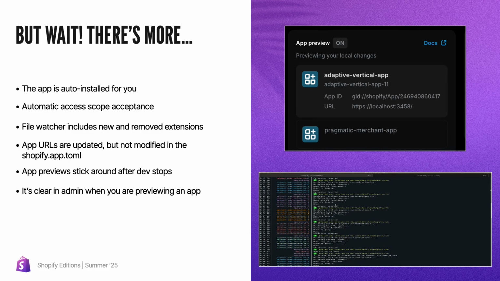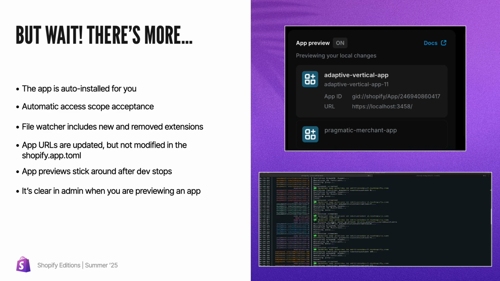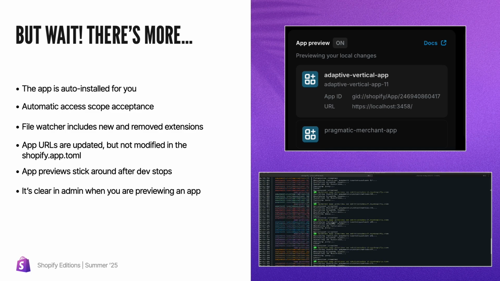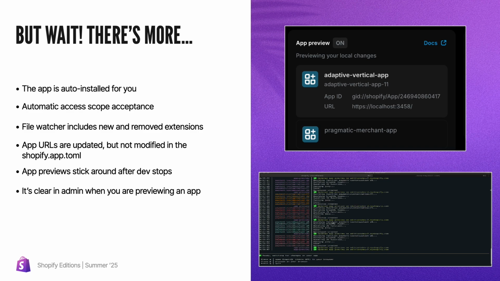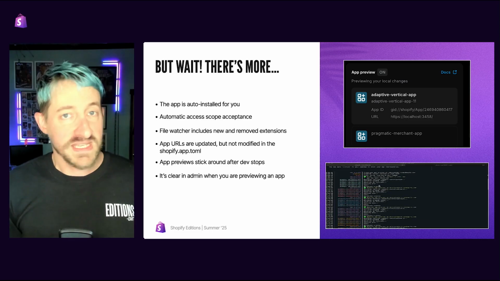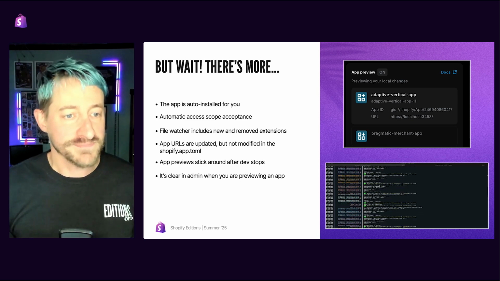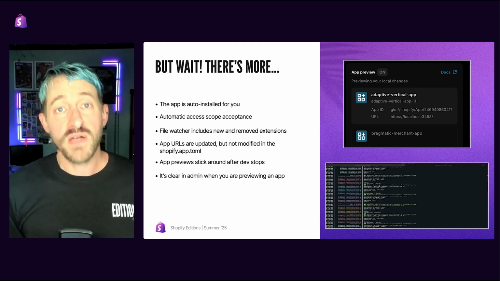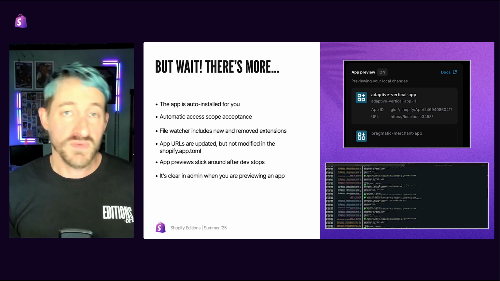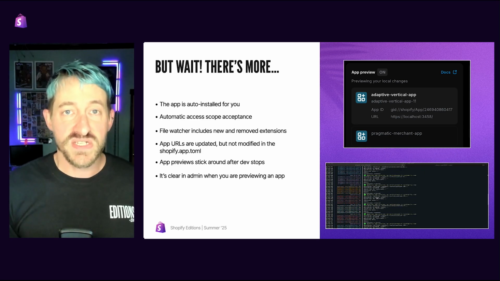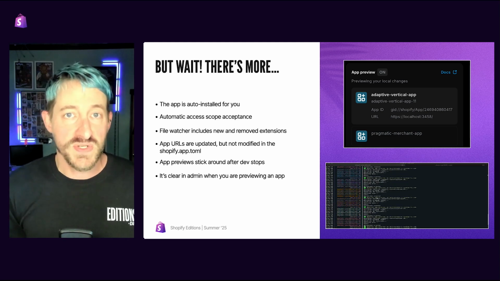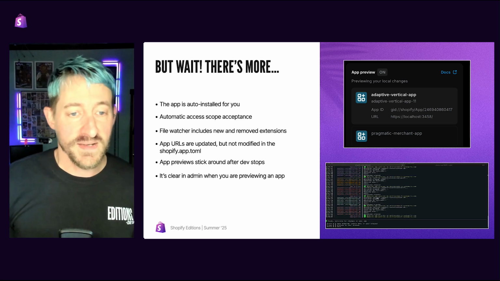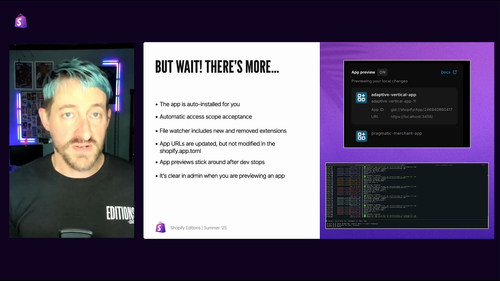We made some other great changes to app dev along the way. First off, the app is going to be installed automatically for you. There's no need to go into your dev shop after running app dev to install the app. And similarly, if you make any changes to access scopes, we're going to auto-accept those as well. So you can make the change to your access scope and just continue working. Additionally, our file watcher is now going to pick up new and removed extensions. You can see in the little animation here, we're creating a function on a loop, and each new function created is just being pushed to your dev store automatically without needing to stop and restart the dev command.